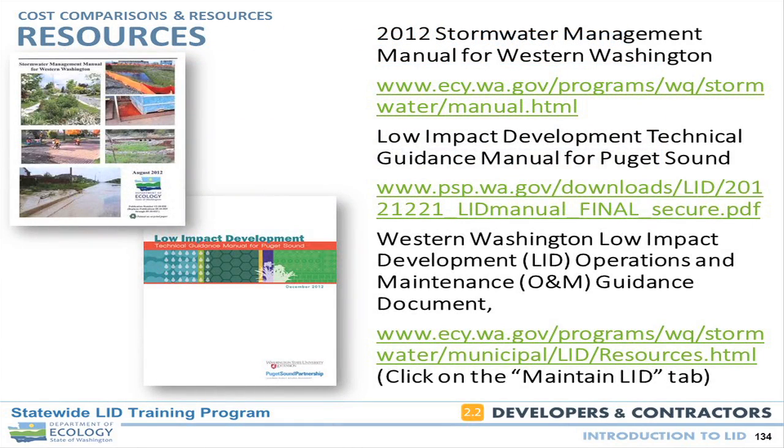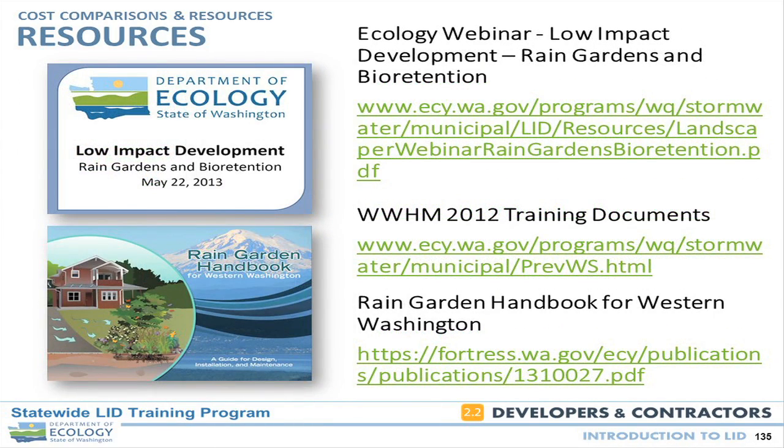So there are several resources, all of which are available online. Of course, the 2012 Stormwater Management Manual, the LID Technical Guidance Manual, and the LID O&M document, kind of being the 3 real key documents that contain all the technical information that you will need to be successful designing and installing these. There are a series of webinars that are available. The web links are here. There's trainings that Ecology has out specifically on WIM 2012 to understand how it works and specific to the LID practices. And then the Rain Garden Handbook, simplified, a little less technical, a little more graphic document that's really great for homeowners and other non-professionals to be able to use and be successful building rain gardens.